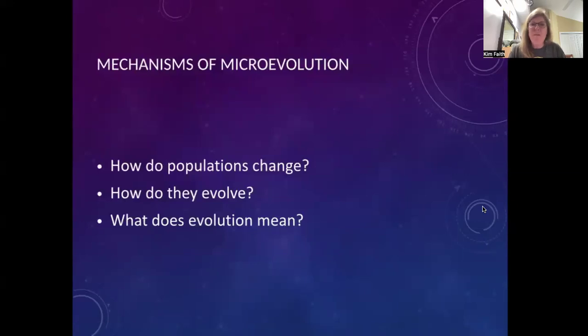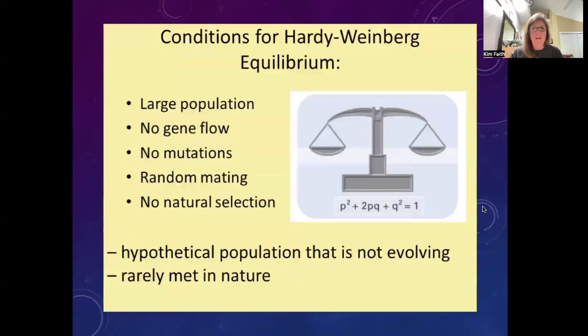So mechanisms for microevolution, like how do populations change? How do they evolve? What does evolution mean? That's what we're going to be talking about here. First of all, we have two scientists, Hardy and Weinberg, and what we call the Hardy-Weinberg equilibrium. So you have some people that are using exhibit A, B, C, D to support the theory of evolution. Well, these two said, let's look at a different point of view. Let's say, what do we need in order to not have evolution occur?